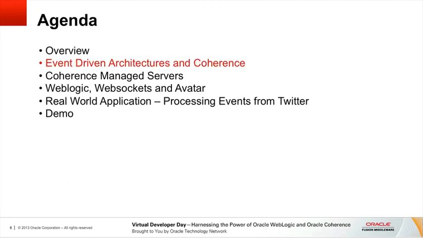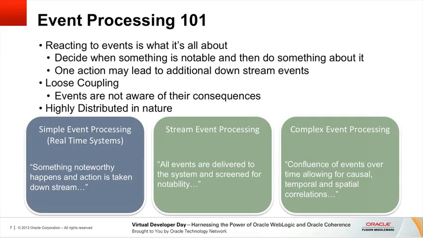So let's talk about event-driven architectures and Coherence. Before we begin, I'd like to go into event processing 101. In essence, when we build an event processing system, it's all about reacting and responding to events. We need to decide when something is notable and then take some action. Often those actions may lead to additional downstream events, which may lead to additional downstream actions.